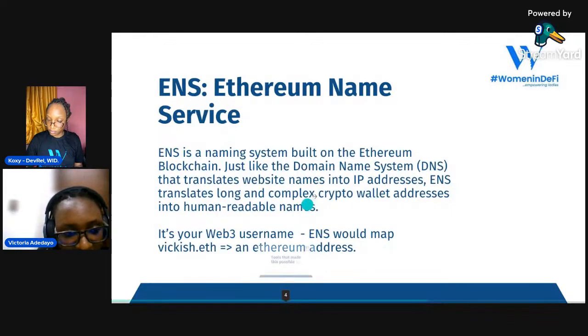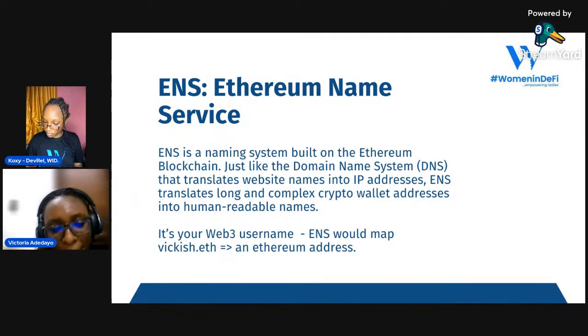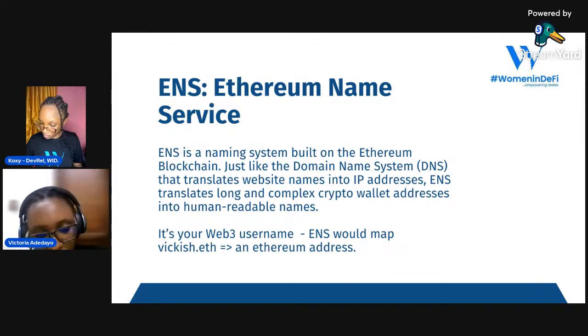So ENS translates long and complex crypto wallet addresses into human readable names, right? So instead of having 0x48 and all those characters, you have bigfish.eth. Simple and short, right?